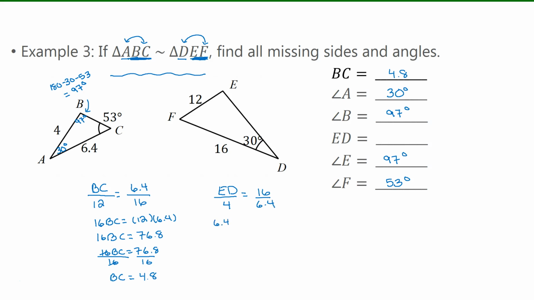So now I'll cross multiply. 6.4 ED is going to equal 64. And now dividing both sides by 6.4, I get that ED is equal to 10. And there we found all missing sides and angles.